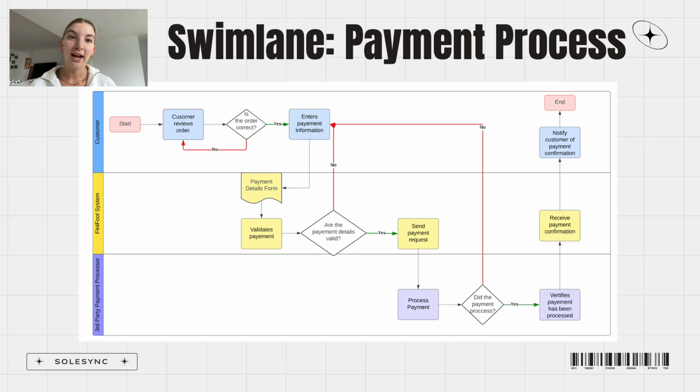We have created a swim lane diagram for the payment process. Here we can visualize each role's responsibility within the payment system, from the customer to the finance team to the IT infrastructure. This visualization aids in identifying inefficiencies and ensuring each step is monitored and protected.